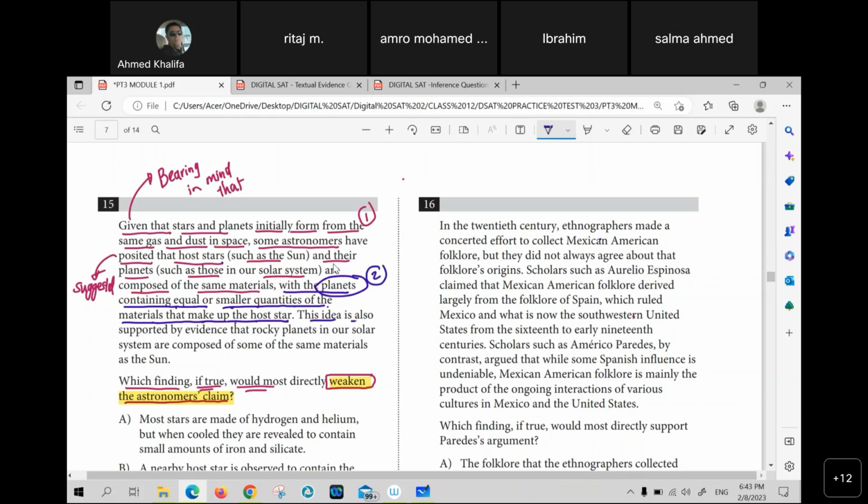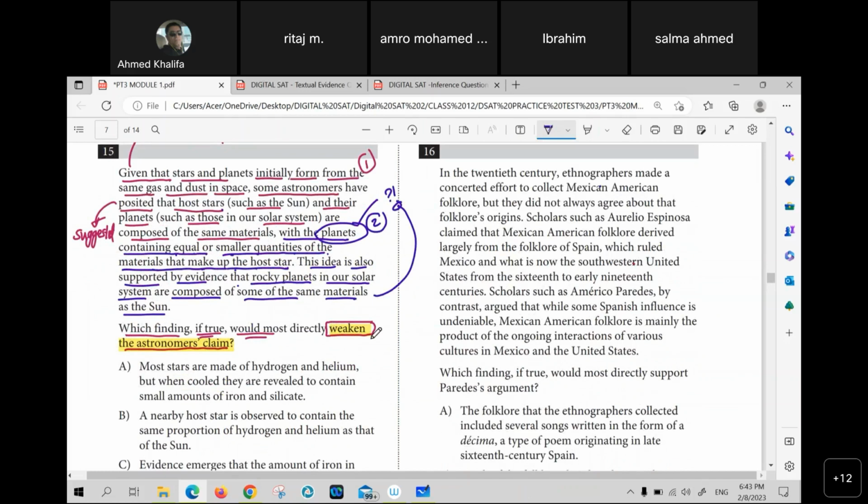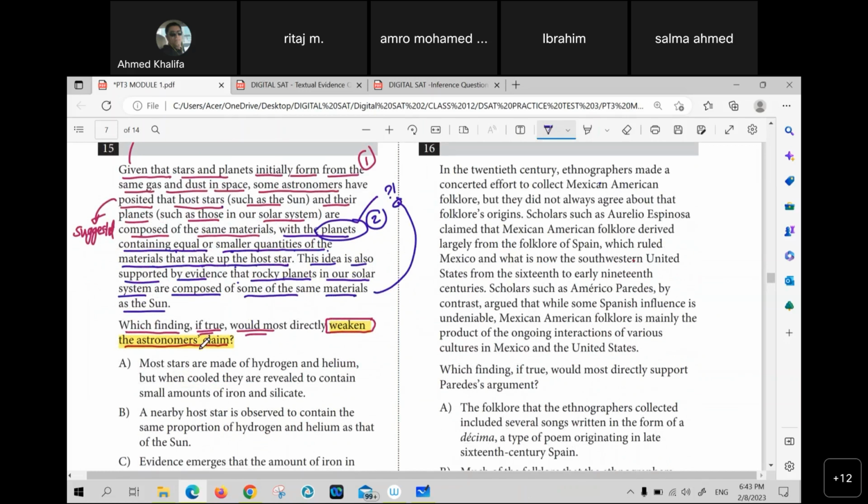This idea is also supported by evidence that rocky planets, remember this, that rocky planets in our solar system are composed of some of the same material as the sun. It's almost the same. Do you agree with me? Omar Tawfiq, quickly please. Is it the same? Right? Very good. What could weaken the astronomer's claim?